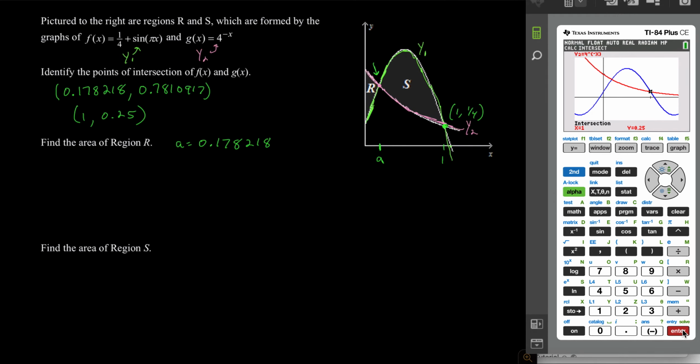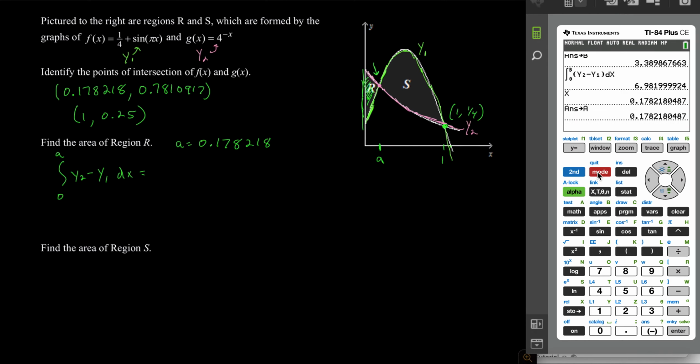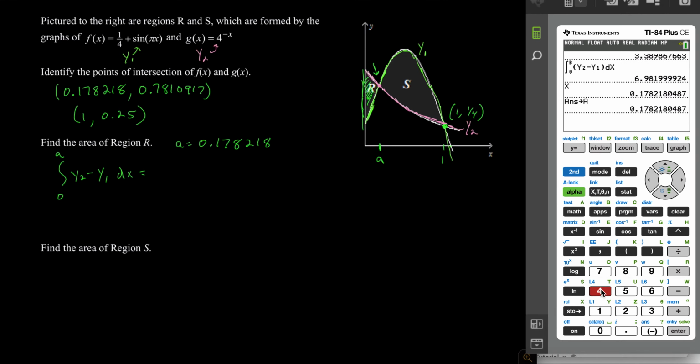All right, so find the area of region R. We're going to integrate starting at 0, because that's where the left bound of the region is. The right bound is at A, so we're going to stop at A. And the upper function is y2, and the lower function is y1. And that'll calculate the area of that region. So we're going to put that in our calculator. We're going to do fnInt, and we're going from 0 to A, y2 minus y1.